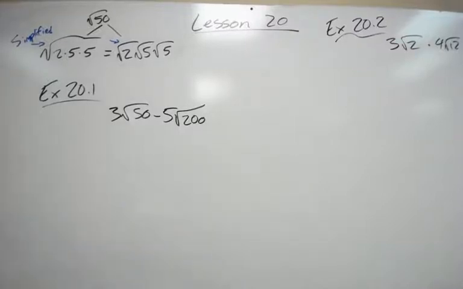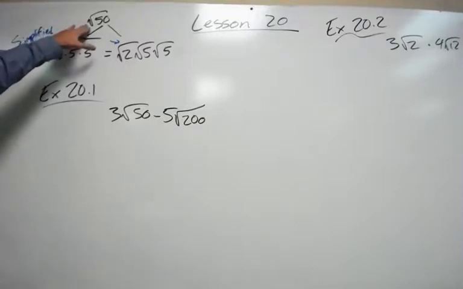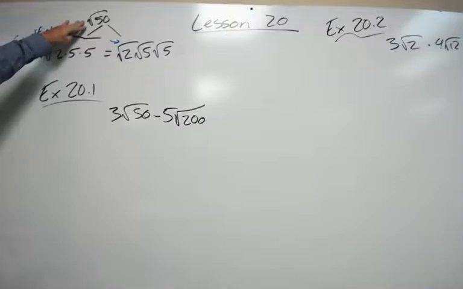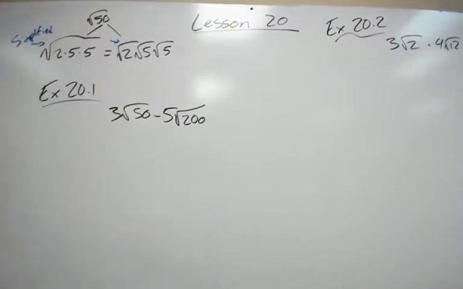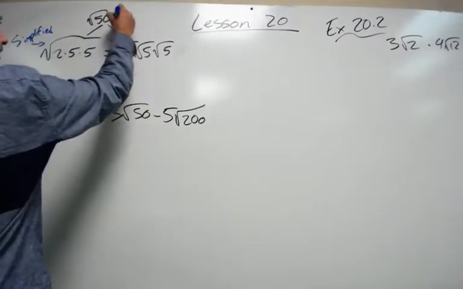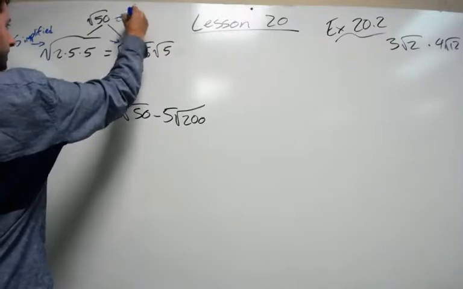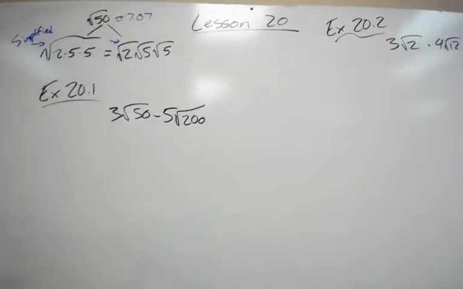Let's take a look at simplification of radicals in lesson 20. Say we have a radical 50. It's read square root of 50 or radical 50. If you type that in your calculator, you would get roughly 7.07. That would be the decimal. But today we're going to talk about simplifying the radical.